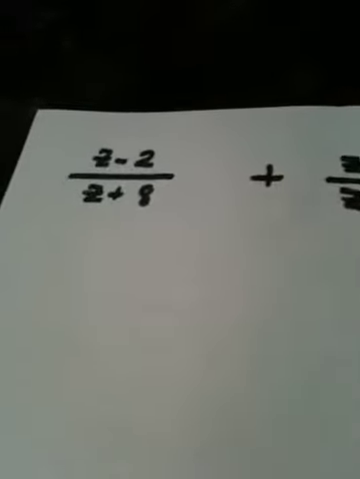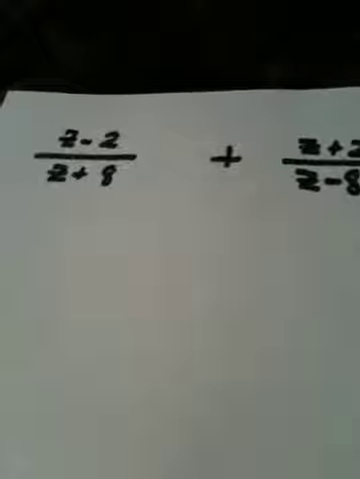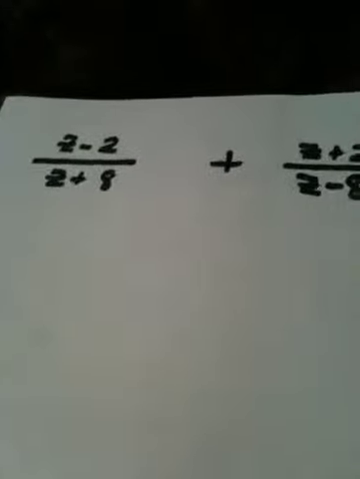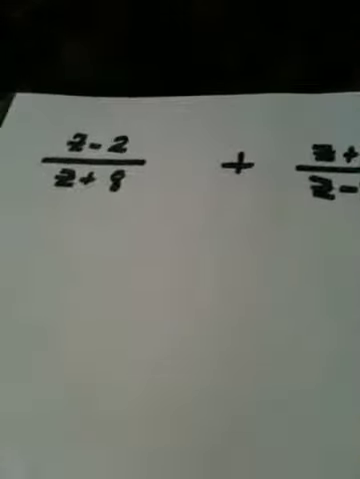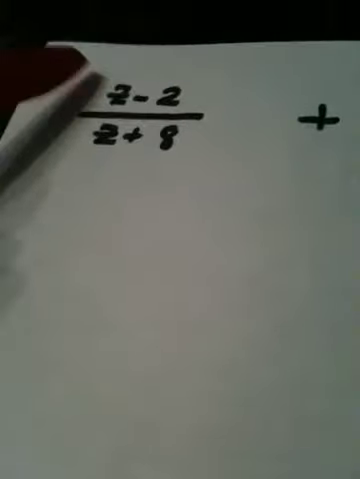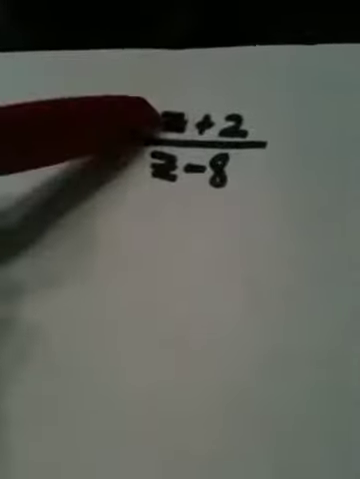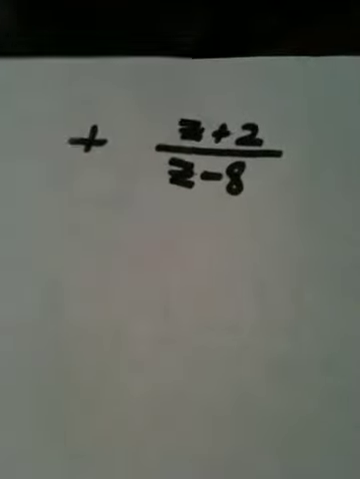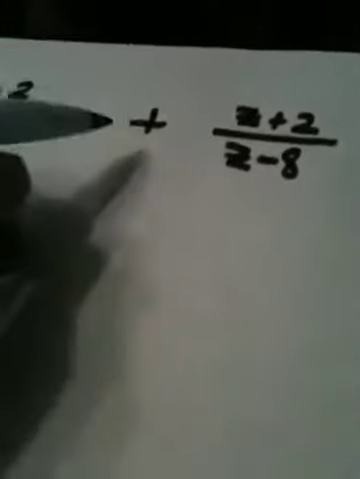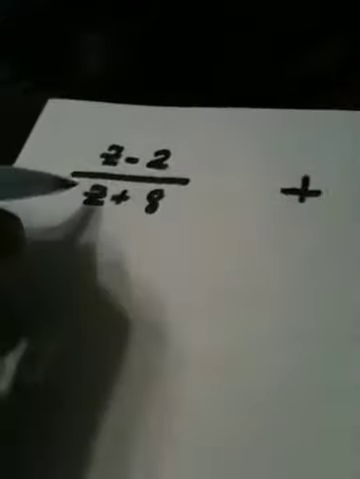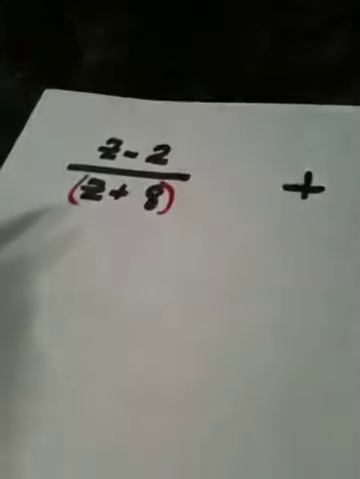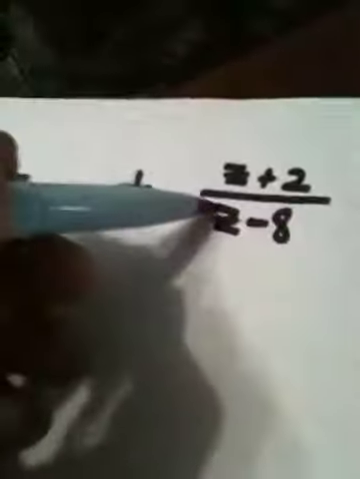Okay, ladies and gentlemen, when I look at this question, the continuation in section 6.3, we have (z minus 2) divided by (z plus 8) added to (z plus 2) divided by (z minus 8). Now, an addition problem requires a common denominator. That denominator is z plus 8. This one is z minus 8.